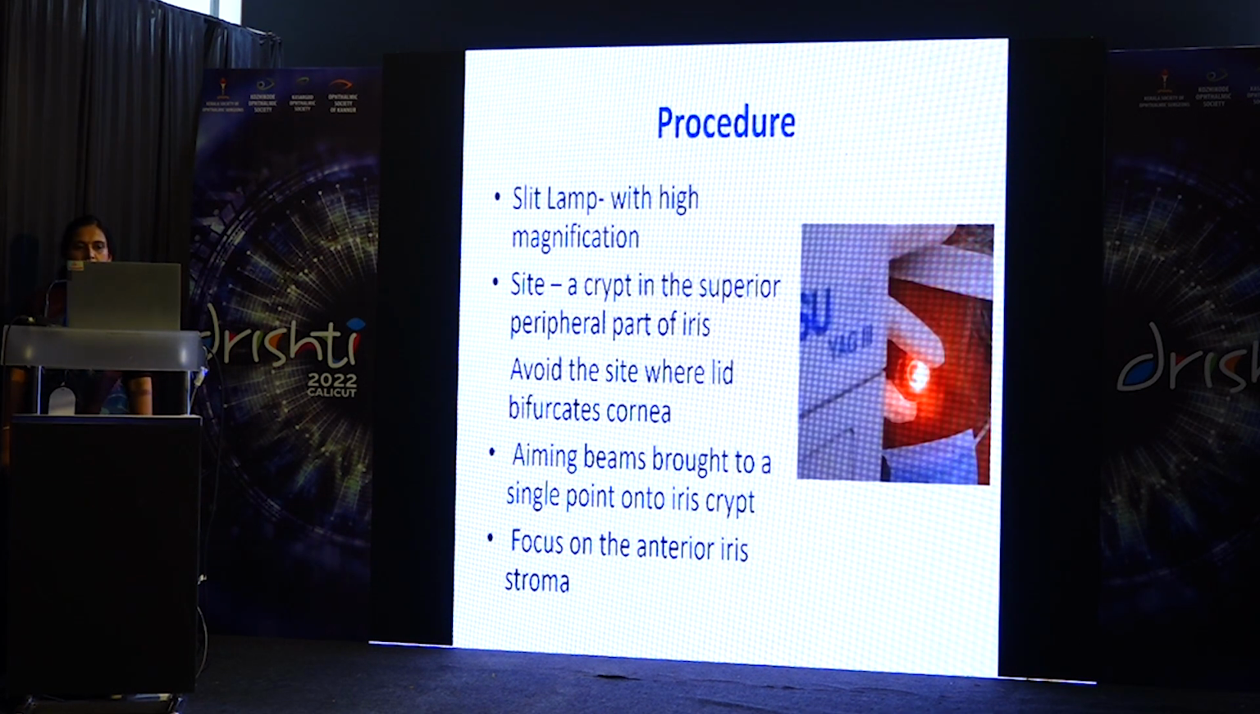The slit lamp should be set at a high magnification, and you have to identify a crypt or a thinned out area in the superior peripheral part of the iris. Avoid the site where the lid bifurcates the cornea because it can produce serious visual disturbances after the procedure. The aiming beam, which is a helium neon beam, is brought to a focus single point onto the iris crypt and focus on the anterior iris stroma rather than on the surface of the iris to get the maximum photo-disruptive effect and also to avoid damage to the lens capsule.